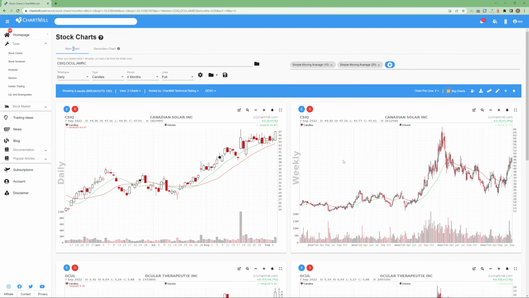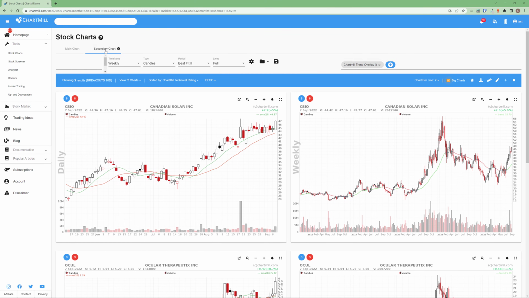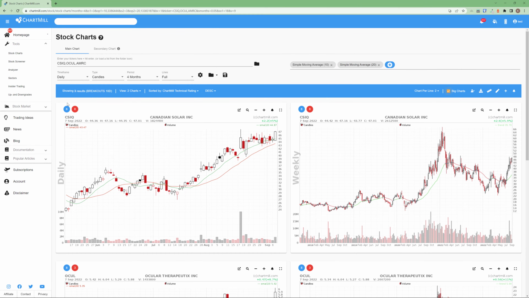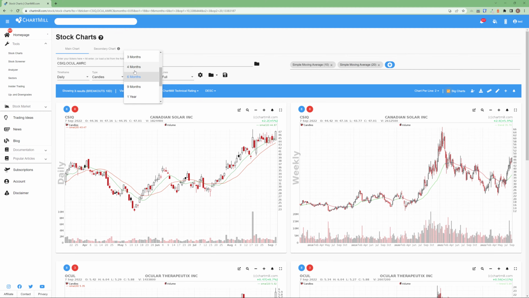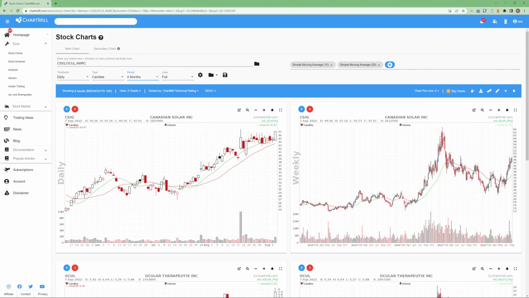If you want to change the settings, you can do so by clicking on the main chart or the secondary chart. So the secondary chart is a weekly chart. I have the ChartMill trend overlay. And you can change the time frame, the type, the period, and add other technical indicators, for example. And the same for the main chart. This is a time period of 4 months. You can change it to 6 months, for example, but I like to use 4 months.